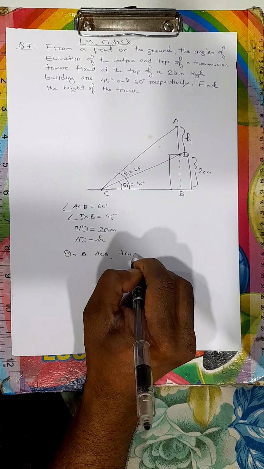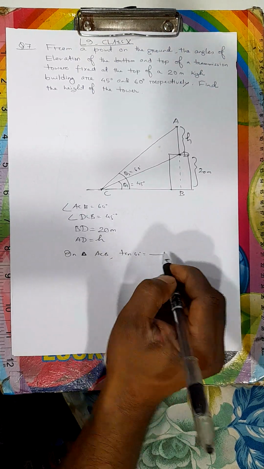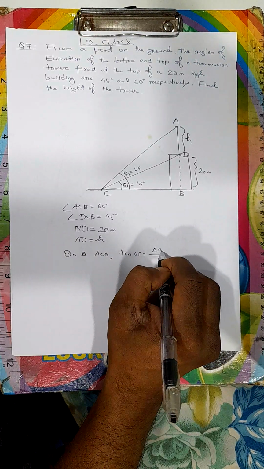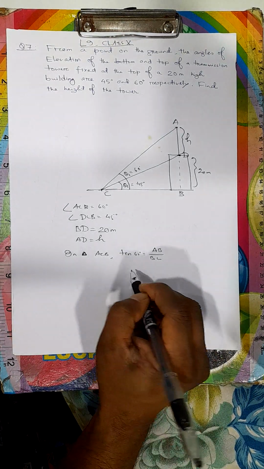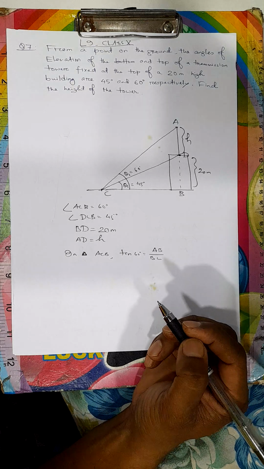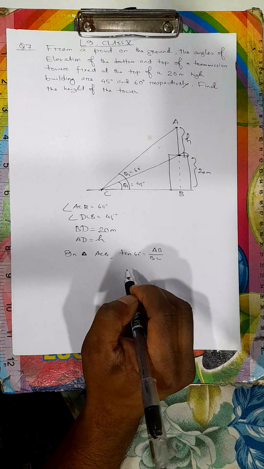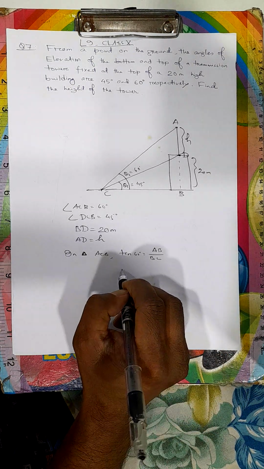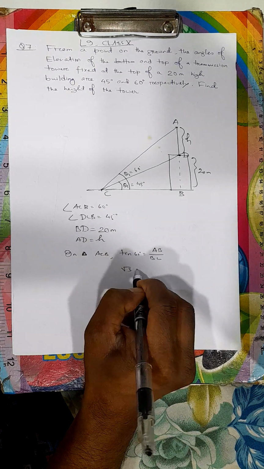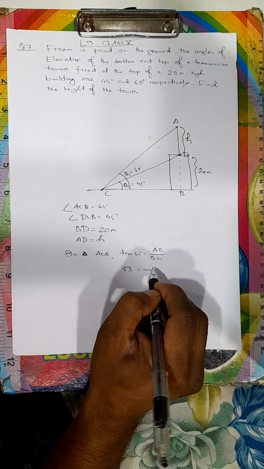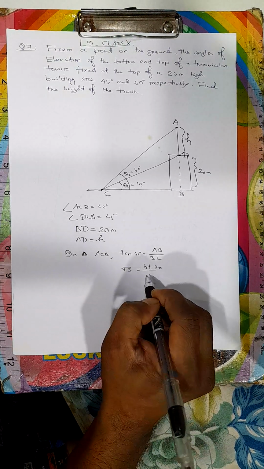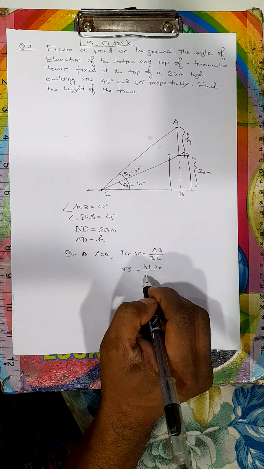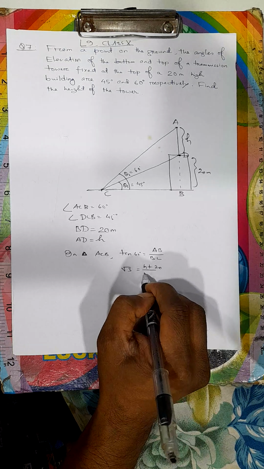tan 60 degree equal to opposite side by adjacent side BC. So what is tan 60 degree? Sin 60 degree root 3 by 2, cos 60 degree half, tan 60 degree root 3. AB means h plus 20. BC is unknown.